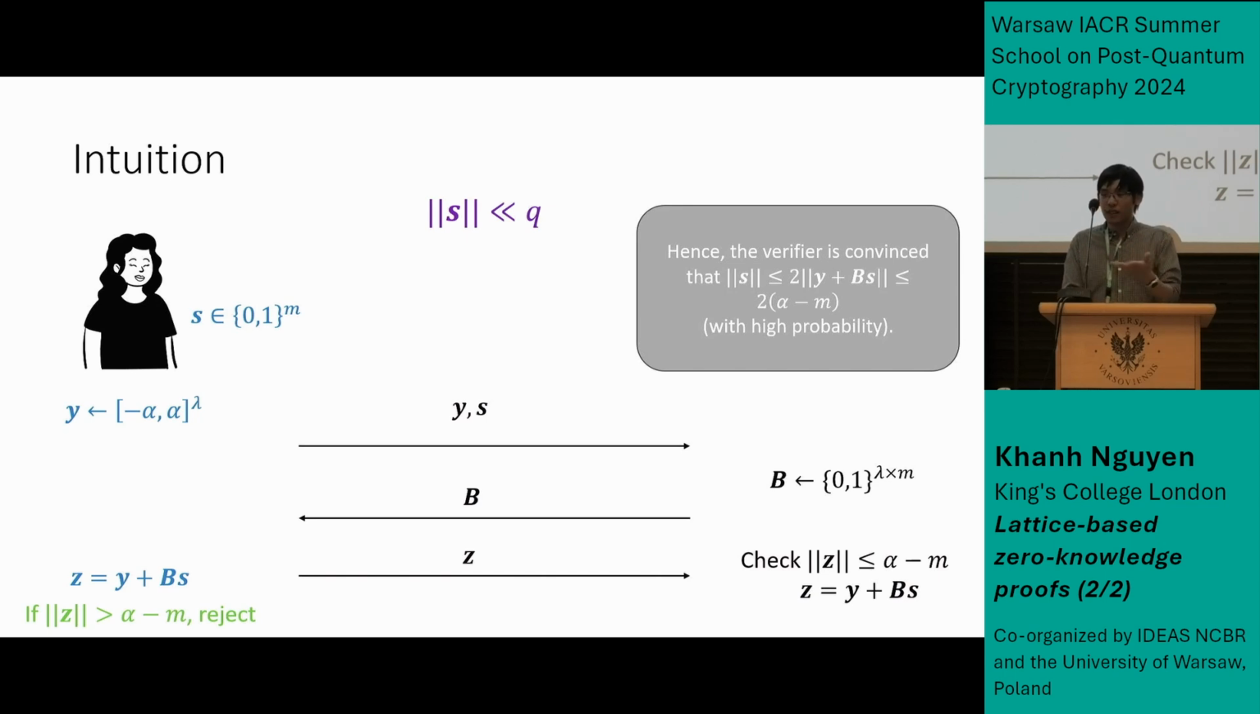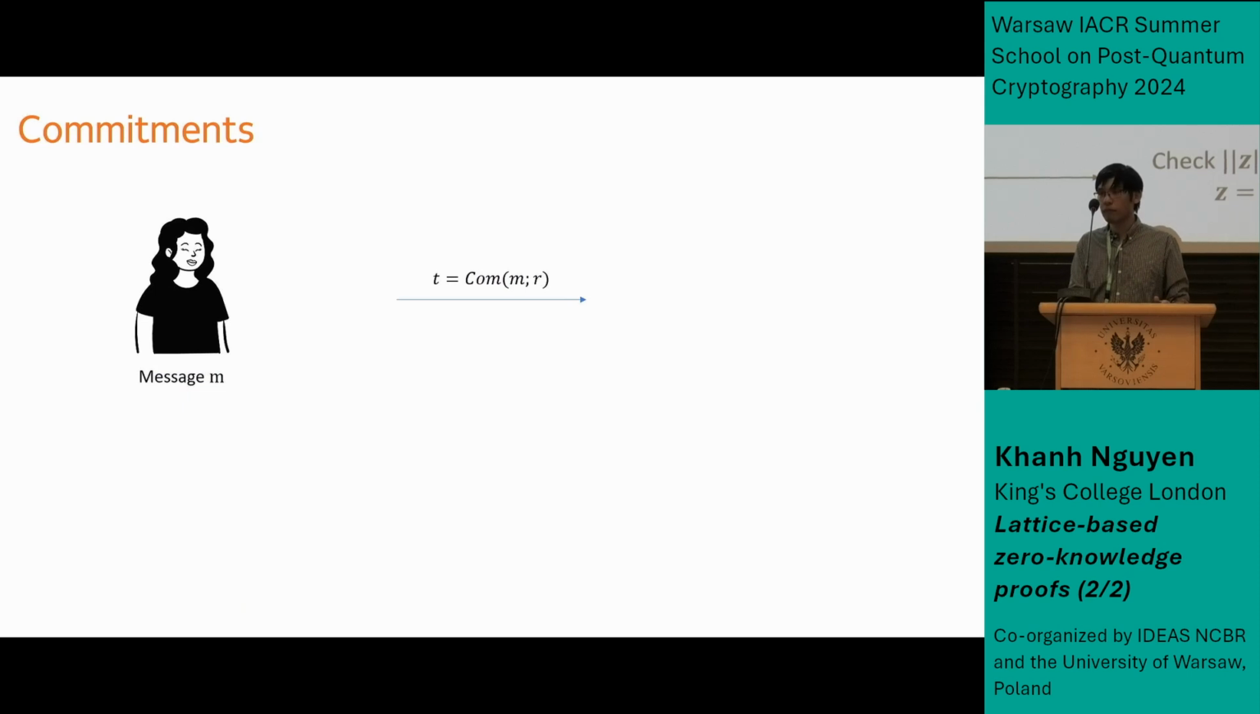Okay, and now this is kind of a useless protocol. How can we make it more interesting? So the verifier is convinced that the norm of s is at most 2 times the norm of z with high probability. This says that sending y and s is pointless because it breaks zero knowledge and so on.